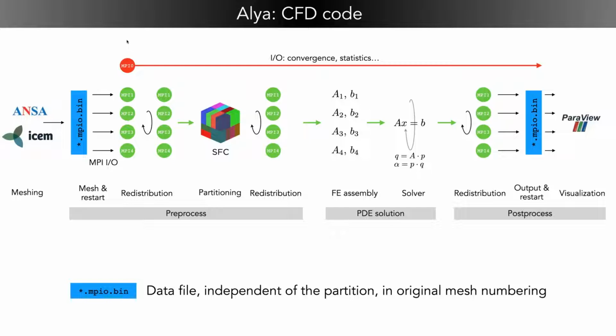Here I showed more or less all the steps of the parallel simulation. From the reading of the mesh, which is done in parallel, we have a redistribution to perform a partitioning in parallel. Then we have redistribution according to this repartitioning. Then we can start solving the equation. And for the post-process, we redistribute once more to have the post-process files in the original numbering, which is very convenient sometimes, not all the time, but this is something we can do.